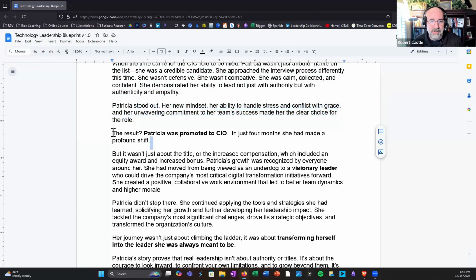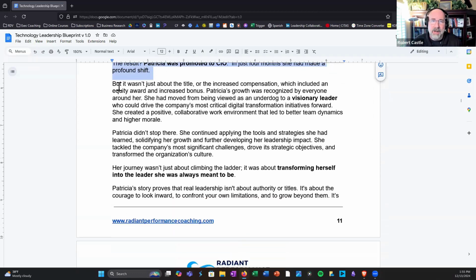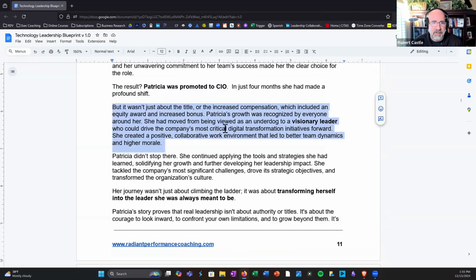The result, she was promoted to the CIO position in just 4 months. She had made a profound shift. But it wasn't just about the title or the increased compensation, which included an equity award and an increased bonus. Patricia's growth was recognized by everyone around her. She had moved from being viewed as an underdog to a visionary leader who could drive the company's most critical digital transformational initiatives forward. She created a positive and collaborative work environment that led to better team dynamics and higher morale.